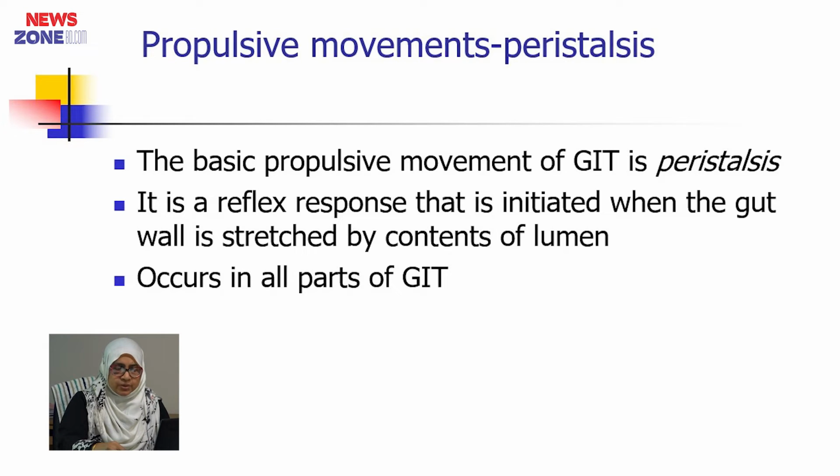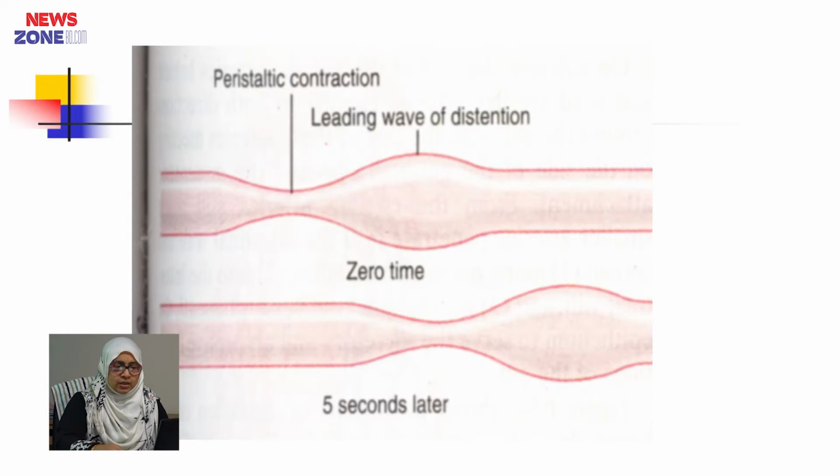The basic propulsive movement of GIT is peristalsis. It is a reflex response that is initiated when the gut wall is stretched by the content of the lumen. It occurs in all parts of the GIT. This figure shows the distension caused by the food content, and you can see there is a constriction ring appearing just behind the distension, and there is a relaxation in front of the distension.